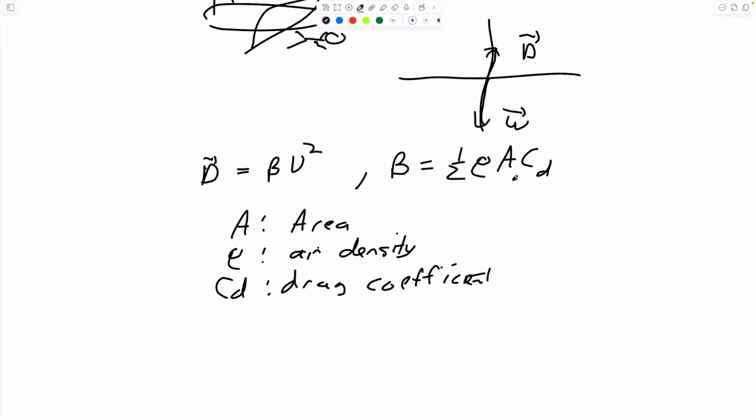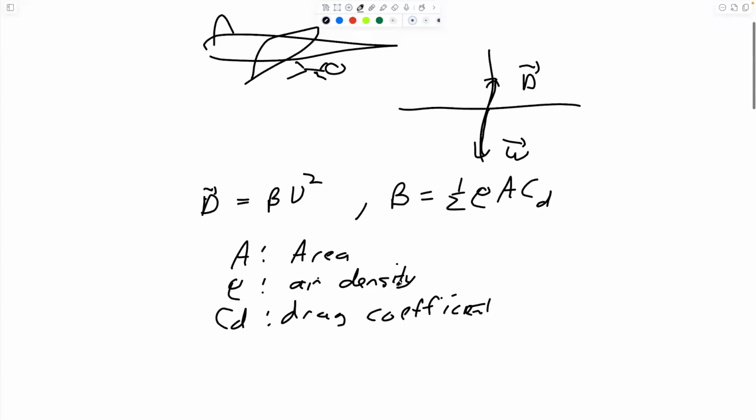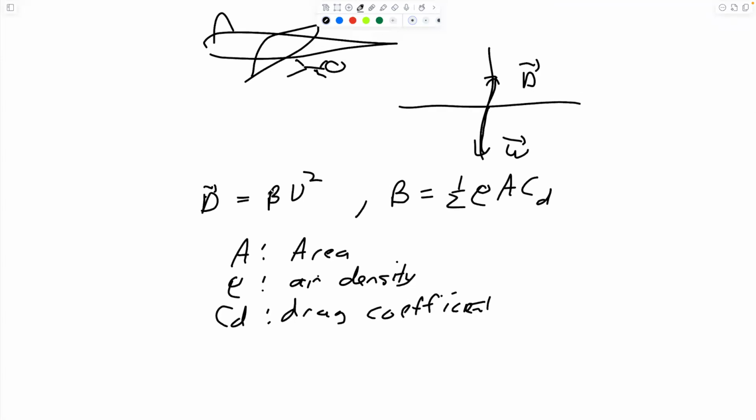Okay, and I'll tell you what numbers to use for all this. I'll show you in a minute. But for now, we're going to squish all this together and call it beta. And then the drag force is proportional to v squared, your velocity squared.